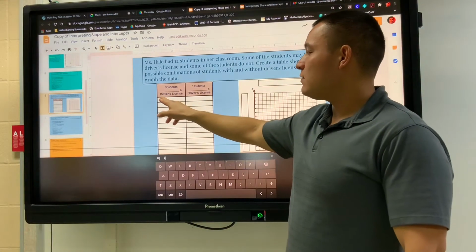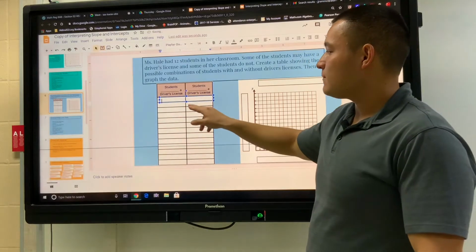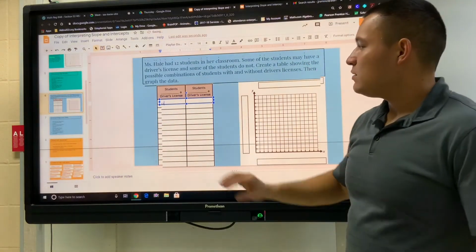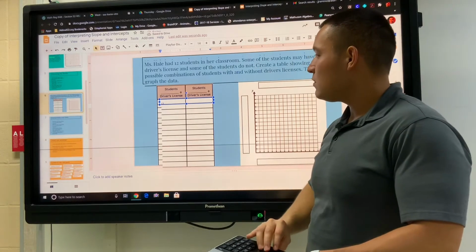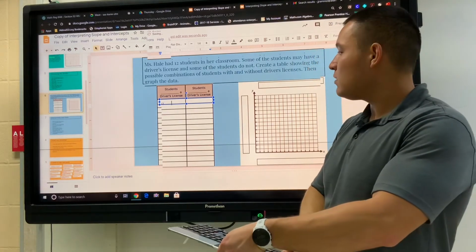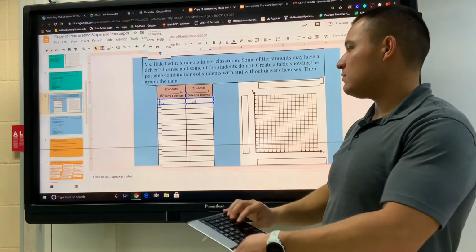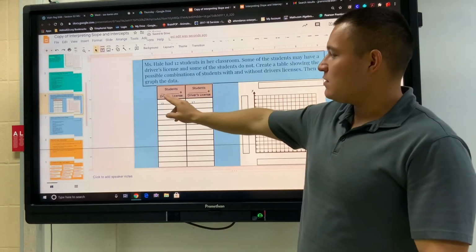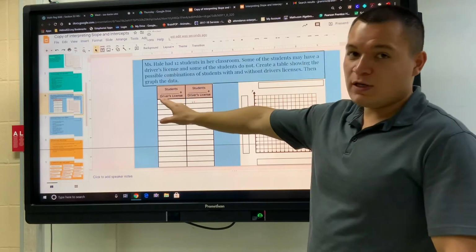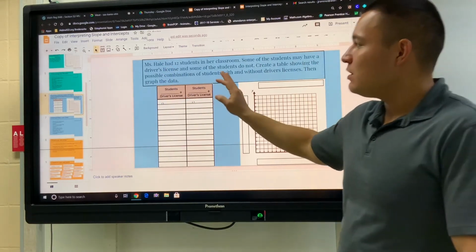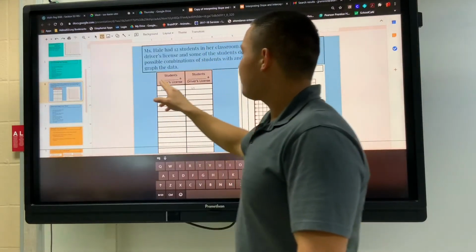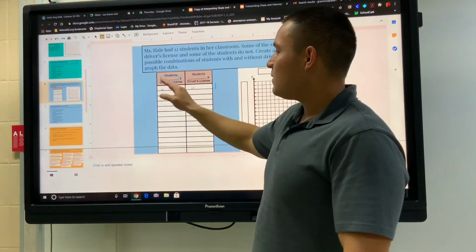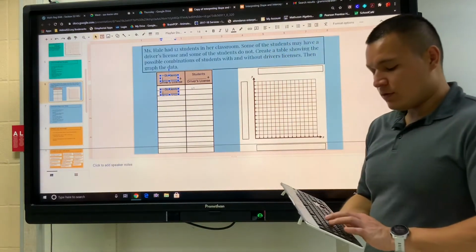So, we have 12 people to pick from, and some of them have licenses, some of them don't. What if we say 0 and 12? It's possible that we'll have 0 people one way and 12 people the other way. Let's make this one on the left. Students without.